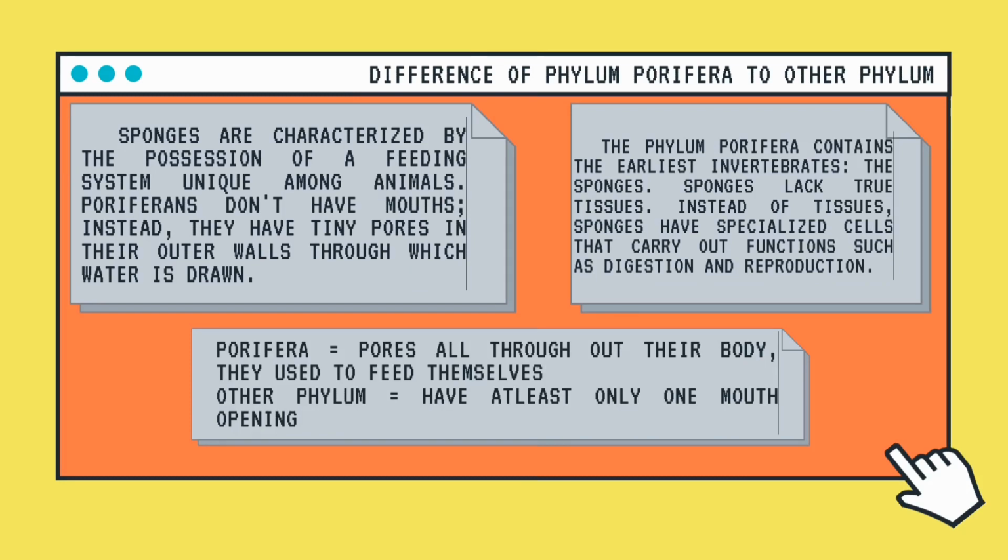Sponges are characterized by the possession of a feeding system unique among animals. Poriferans don't have mouths. Instead, they have tiny pores in their outer walls through which water is drawn. The phylum Porifera contains the earliest invertebrates, the sponges. Sponges lack true tissues. Instead of tissues, sponges have specialized cells that carry out functions such as digestion and reproduction.